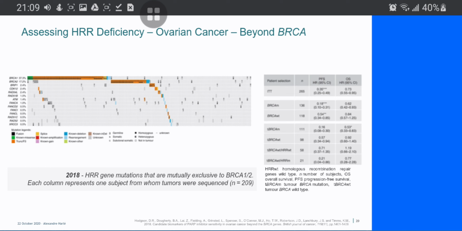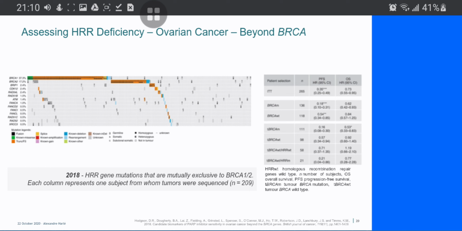You can see that PFS, progression-free survival, and overall survival are quite different in these patients based on the BRCA status, but also on the HRR status. If you check the hazard ratio here for BRCA mutant patients, the hazard ratio was 0.18 for PFS and 0.62 for overall survival. And for wild type patients, it was only 0.54 for PFS and 0.84 for overall survival. The results are quite similar with somatic mutations.